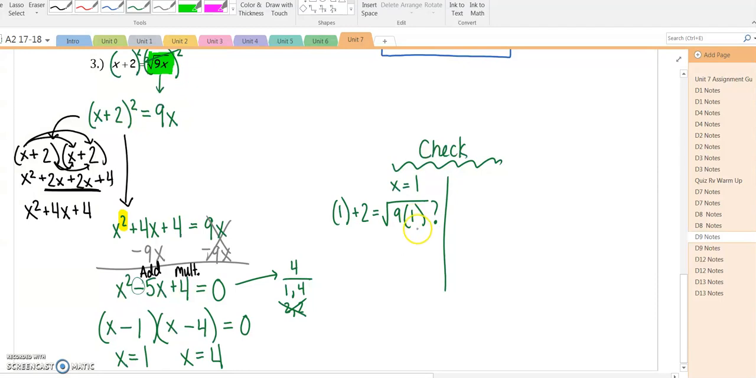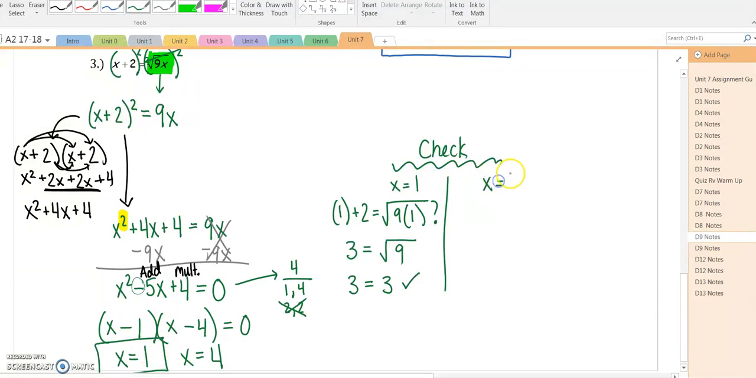Now these numbers are pretty small, so maybe you can do this one without the calculator. 1 plus 2, that's just 3. And square root of 9 times 1, that's the square root of 9. Well, does 3 equal the square root of 9? Yeah, the square root of 9 is 3. So that one works, so I'm going to circle it, or box it.